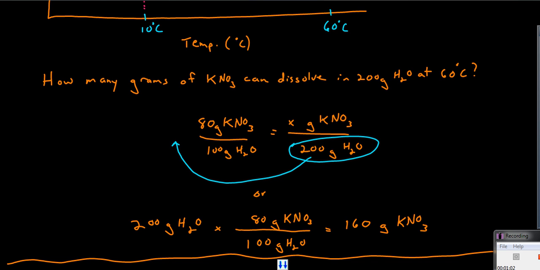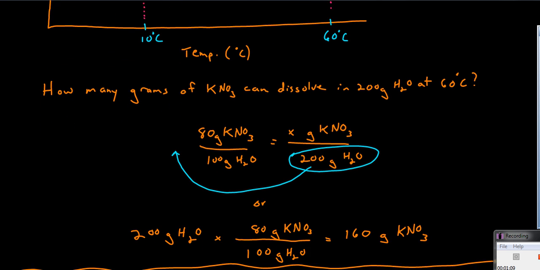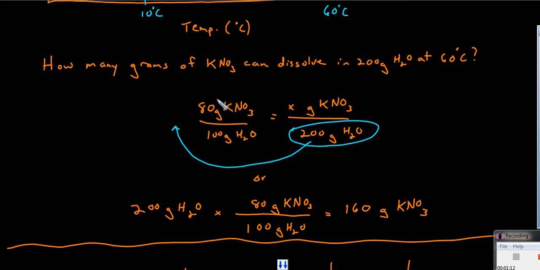At 60 degrees Celsius, you see that you can dissolve 80 grams of potassium nitrate in 100 grams of water. How many grams of potassium nitrate can dissolve in 200 grams of water? This is just a proportion. We know that there's a direct relationship between the amount of water that is dissolving your solute and the amount of solute that can dissolve.